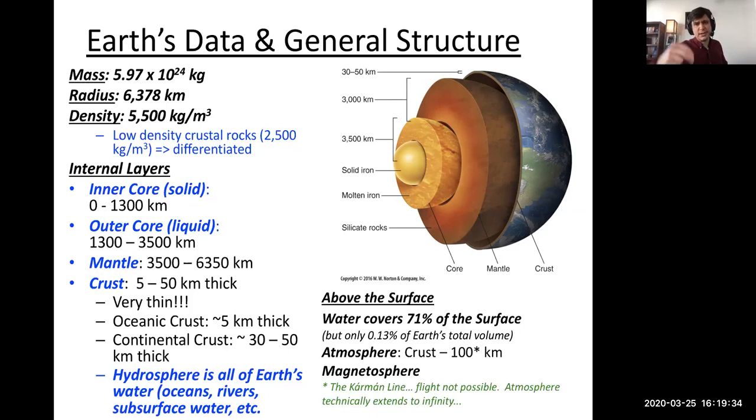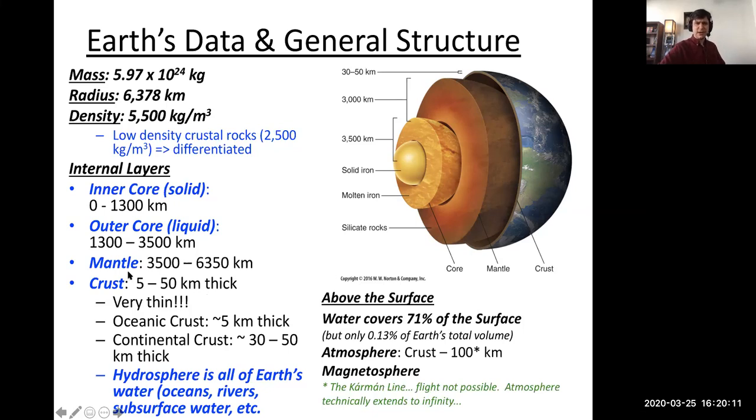And we have two different types of crust on Earth, the outermost layer of Earth. We have what we call continental crust. This is where the continents are. We live on continental crust in North America. And this is typically 30 to 50 kilometers thick. Not very thick at all if you consider the 6,400 kilometer radius. Oceanic crust, the crust that's underneath the oceans, is on average about 5 kilometers thick, much, much thinner. So the Earth's crust is a very, very thin layer. This lowest density silicate rock is only 5 to 50 kilometers thick.